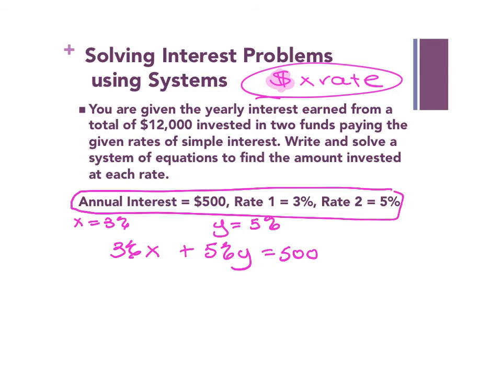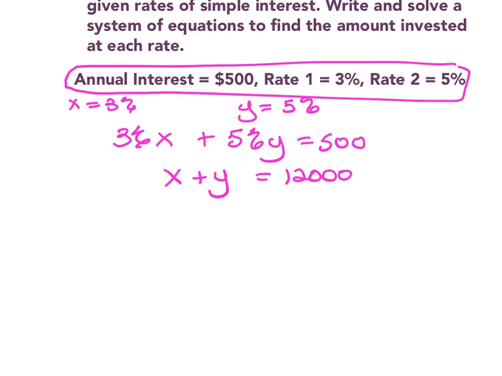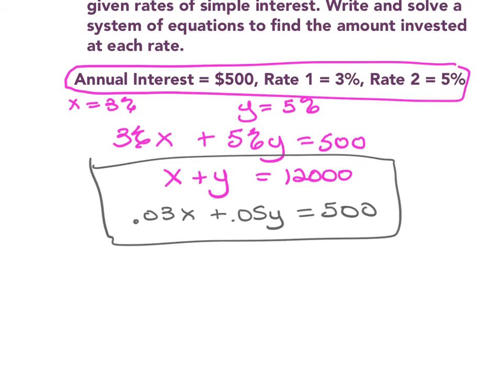What other piece of information do I know? The total invested is $12,000. So x plus y is $12,000. Now I've got a system. You with me so far? So the first thing you've got to do is change your rate to decimal format. Don't forget to do this. This is one of the most common mistakes. So what is 3% in decimal format? 0.03 times x. And 5%? 0.05y equals 500. So now I've got this system.